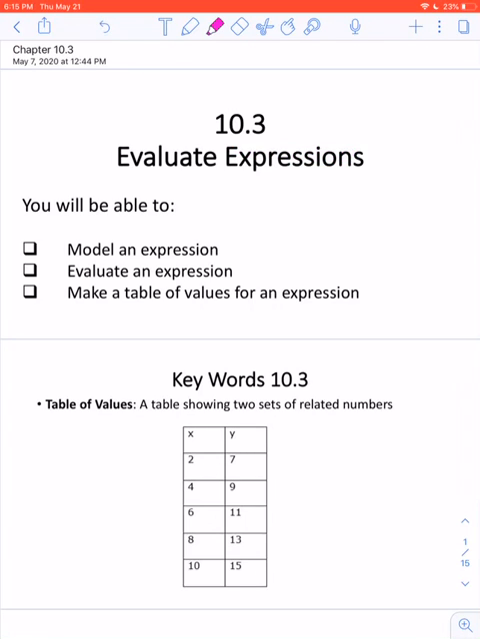So we know that an expression is using a variable, let's say y, and the coefficient, which is the number that comes in front, plus a constant. That would be an example of an expression. An expression could also be 3y, or it could just be y plus 4. We know that when we have a variable, that is an expression. That is what defines an expression.